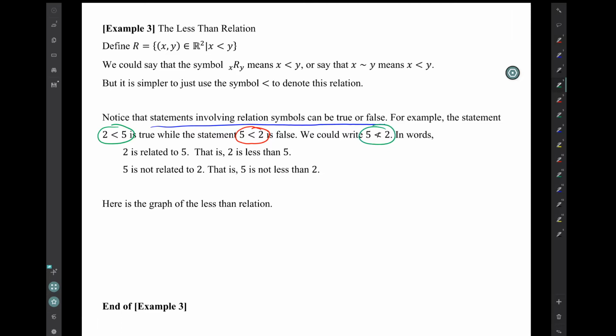So in words, we'd say that 2 is related to 5. That is, 2 is less than 5. On the other hand, 5 is not related to 2. That is, 5 is not less than 2. Here's the graph of the less than relation.